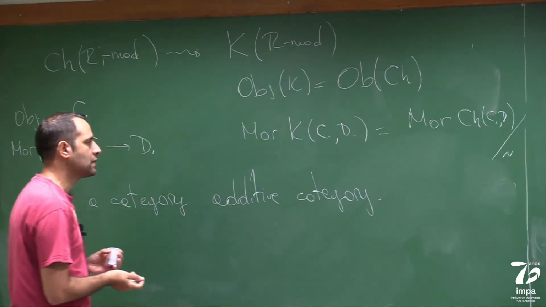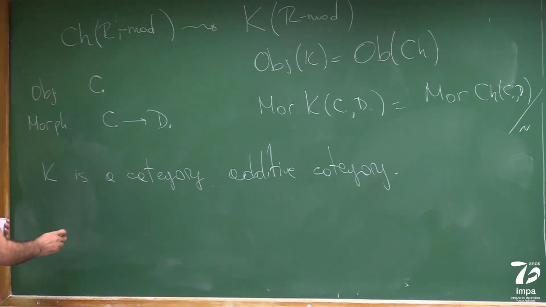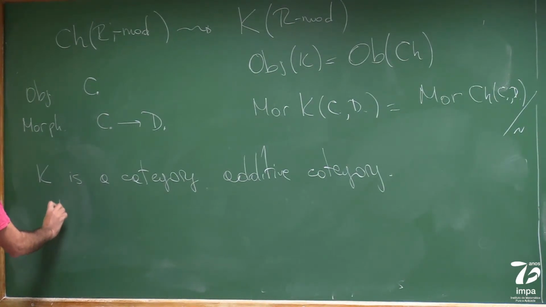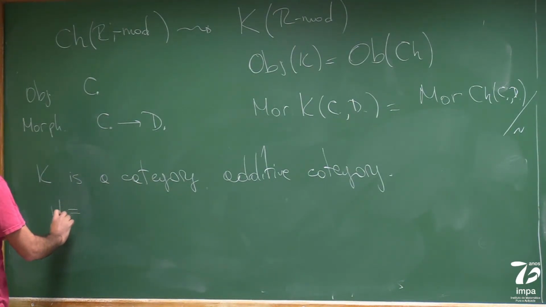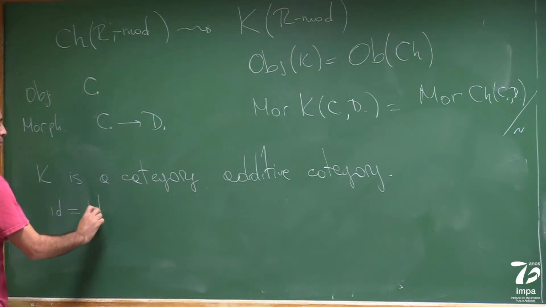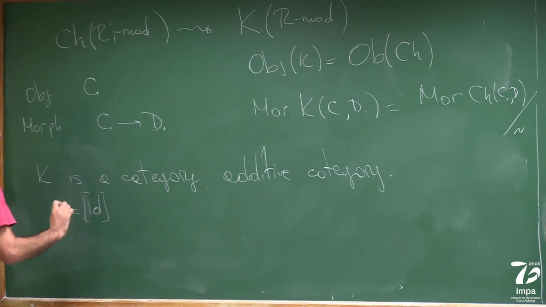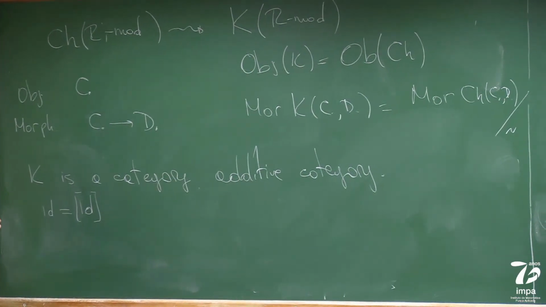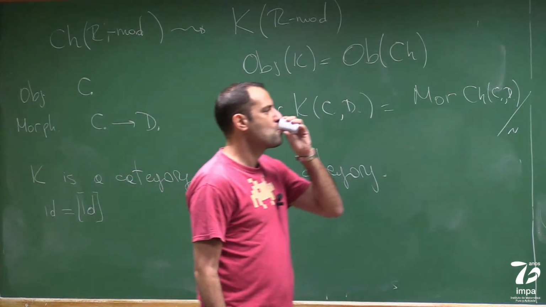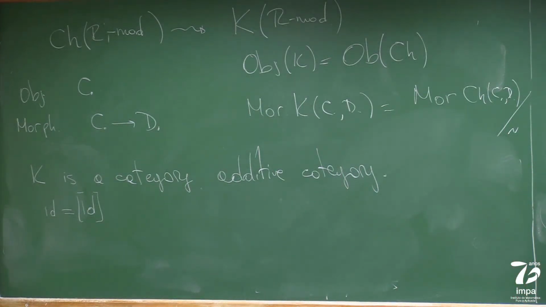We need to check that we have an identity for every object, and the identity is going to be the class of the identity morphism in C. Composition is the one that we need to check, and to check that composition is well defined.